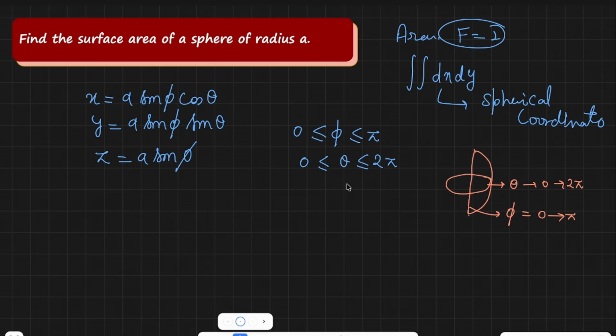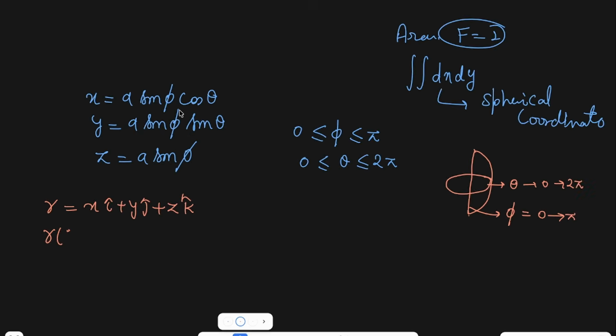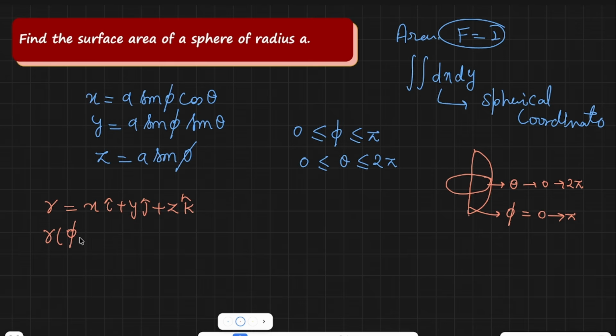Now from here, what is your r? So basically r is equal to x i cap plus y j cap plus z k cap. You replace the values. Earlier we were using u and v as parameters; here we are using phi and theta as parameters. So we'll convert everything into phi and theta.